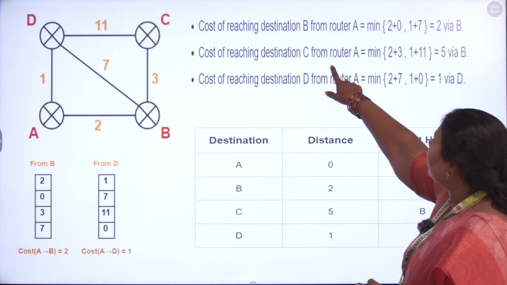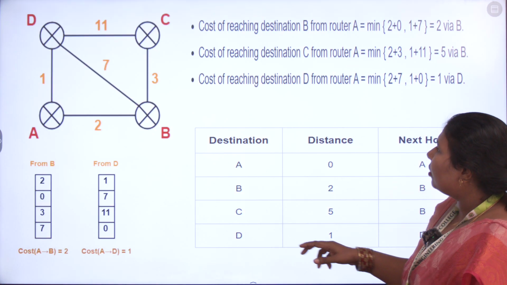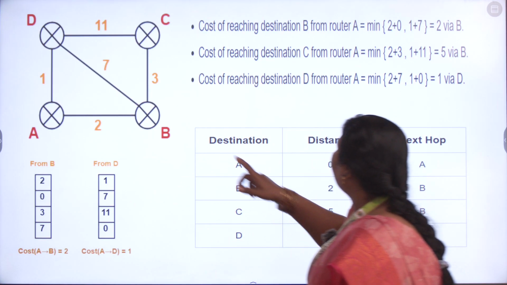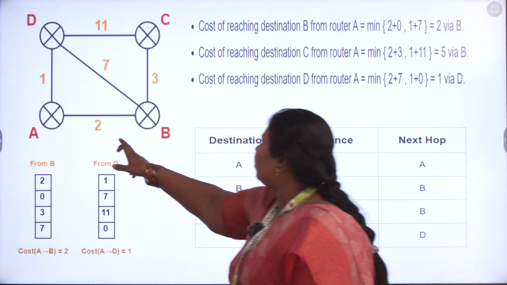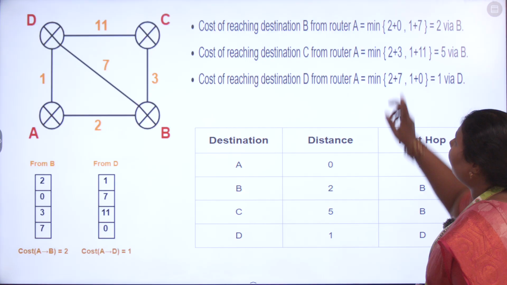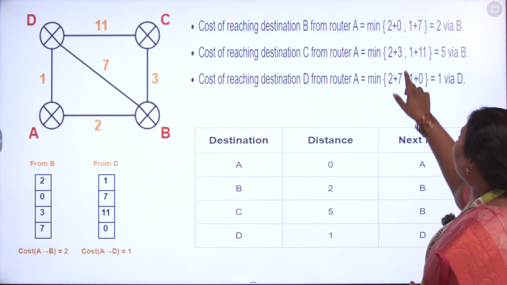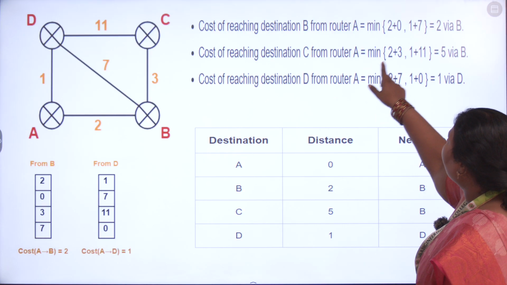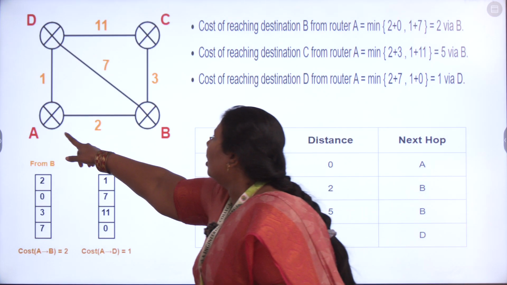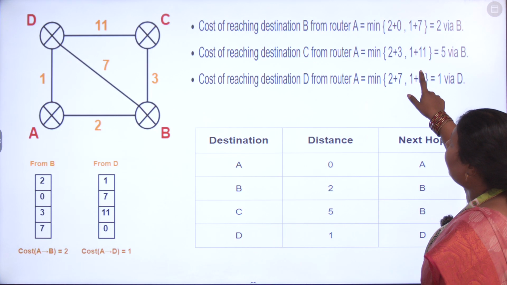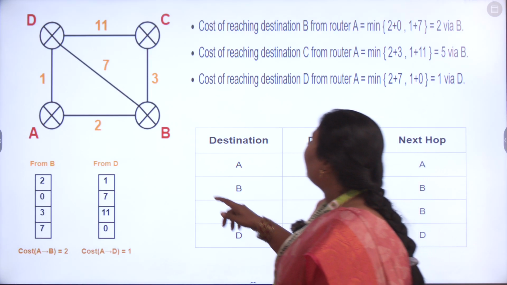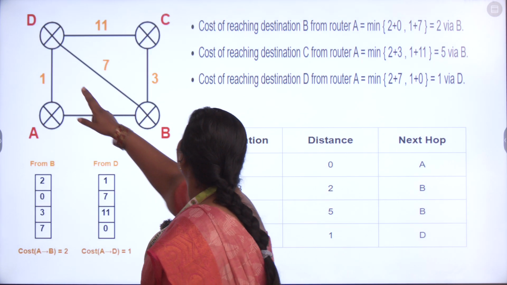Cost of reaching the destination B from router A. From router A, how do you find the path to B? You have 2 as the first one, that's why you are mentioning 2. Next, from B to A, what is the next thing? You have no connectivity, so 0. Next, from 1 plus 7, you have the path connectivity 1 here.